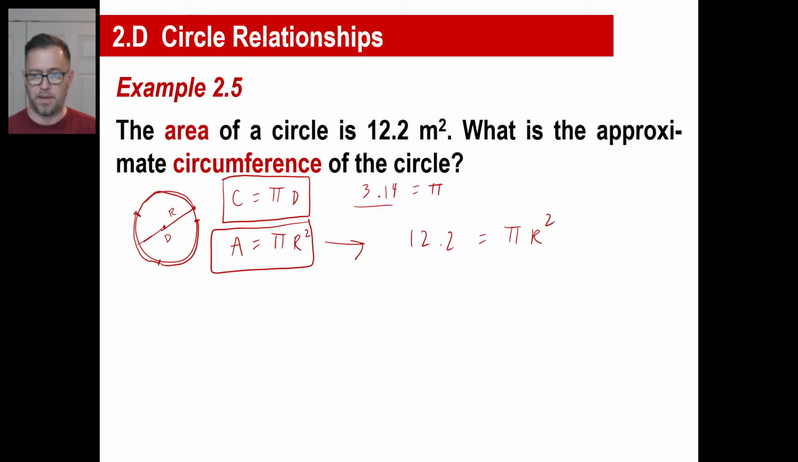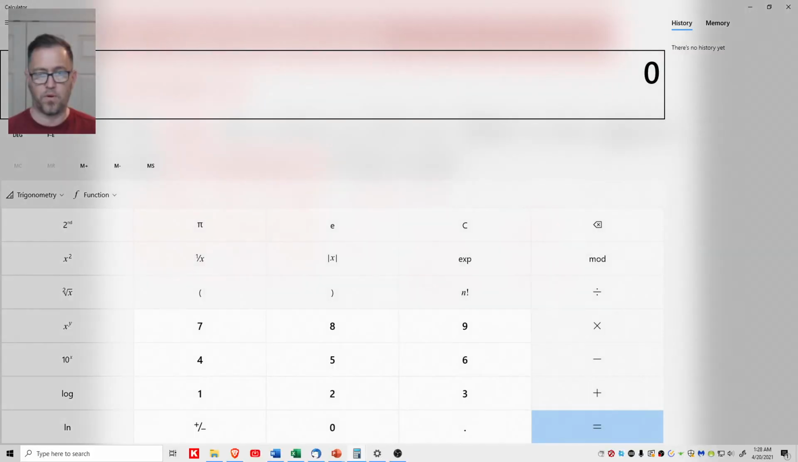12.2 is pi times the radius squared. Well, what that means is 12.2 is about 3.14 times the radius squared. Well, we're going to find the radius. Let's divide each side by 3.14. So let's go 12.2 divided by 3.